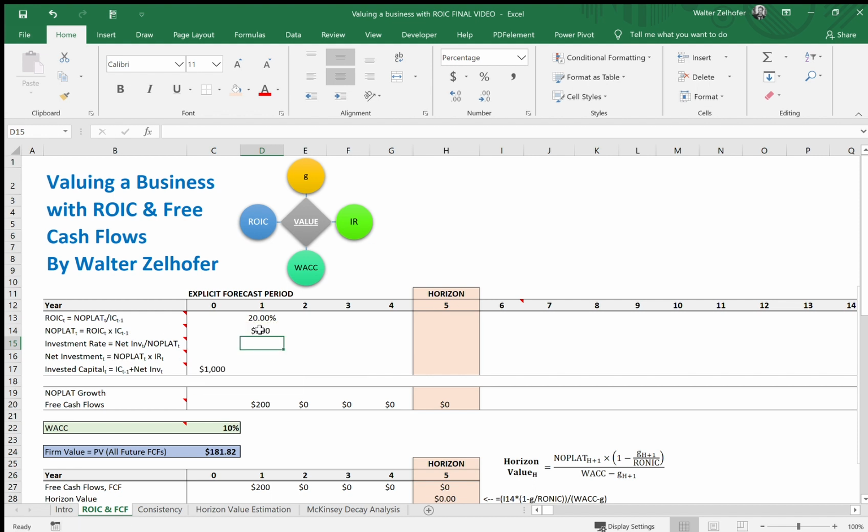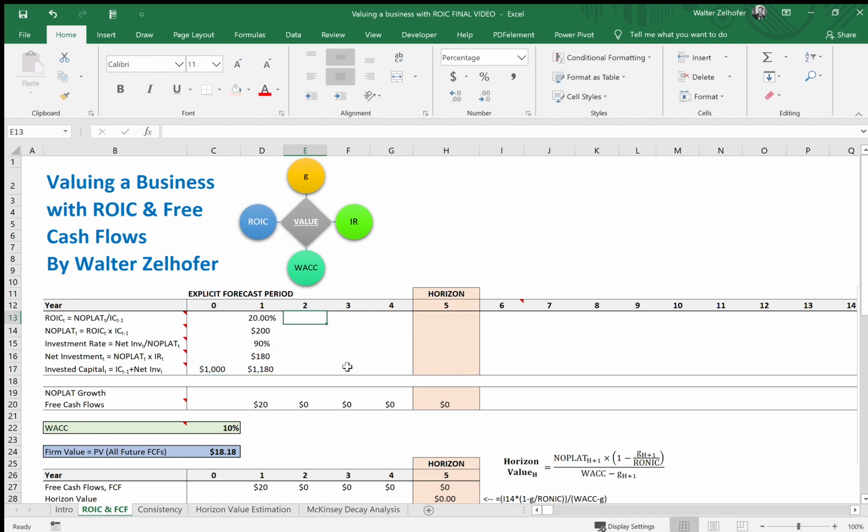Okay, of this $200 that we just earned, we're going to put some of this back into the firm to help it grow. So let's say we're going to put back 90% of this $200 back into the business. How much are we adding back into the firm? Well, that's called net investment, and that represents the increase in the invested capital from one year to the next. So the invested capital in the following year will increase by 180.